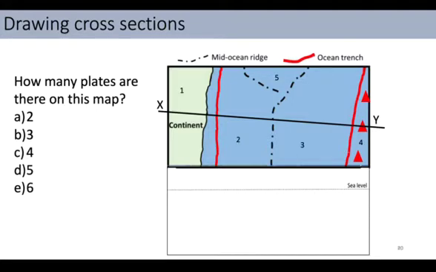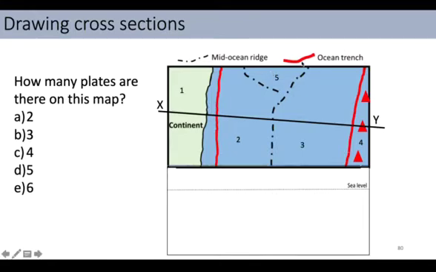So you should have gotten 5. So here's our oceanic trench, which means there's subduction. So this is a convergent boundary. So here's one plate, here's another plate. Here's a mid-ocean ridge, which means it's separating these two plates. So here's plate 3. Here we have another trench, which means there's another set of subduction. So there is plate 4. And then up here, this Y shape, so we actually have our mid-ocean ridge pushing 3 plates apart. So that would be plate 5.